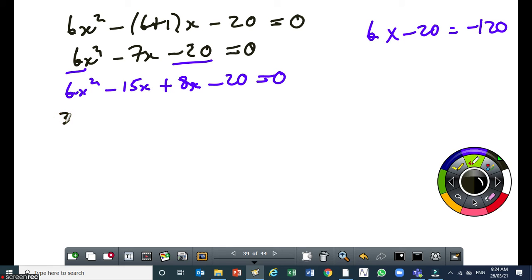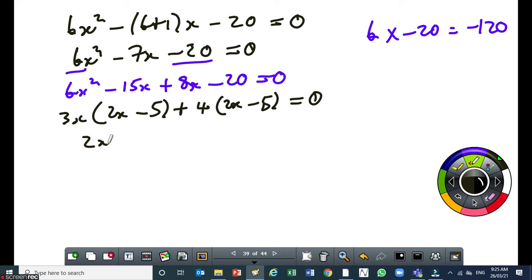So that becomes 3, the common factor is 3, so we end up having 3x times 2x minus 5. Okay, I'm factorizing now by a common factor. In here, since I created 2x minus 5, I have to take 2x minus 5 here. So that will be positive 4 times 2x minus 5, and that's equal to 0. The common factor is a binomial, so I can write it as 2x minus 5 times 3x plus 4.